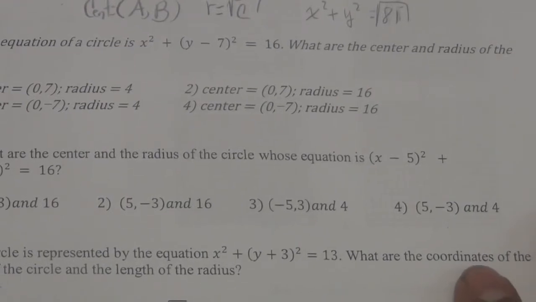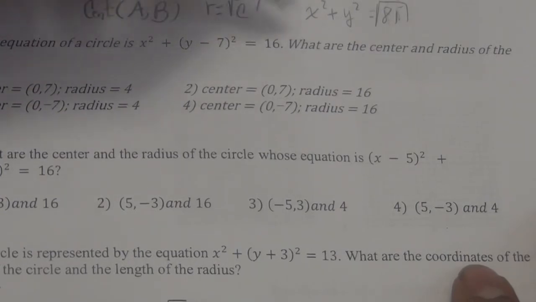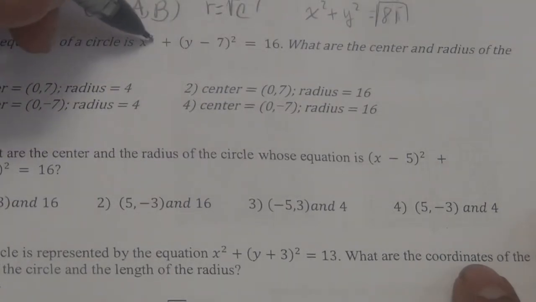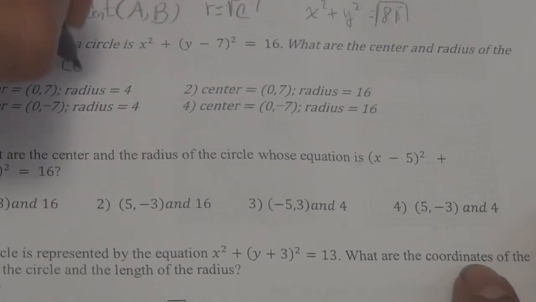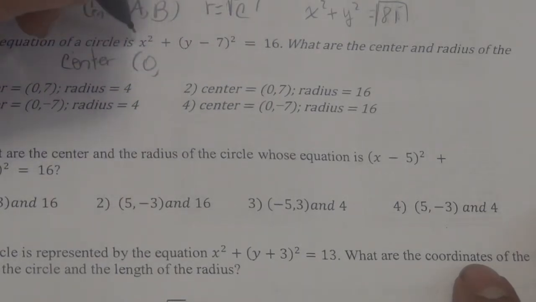Okay, so I'm supposed to write an equation of a circle. Sorry, we're not supposed to write an equation. It says the equation of the circle is this one. What are the center and the radius? Okay, the center. X squared is not being subtracted or added to anything. So I guess the center is 0 for the x, right? And for the y will be what?